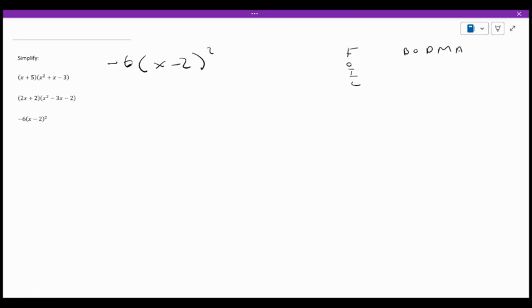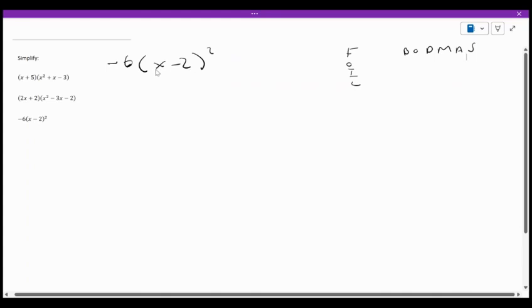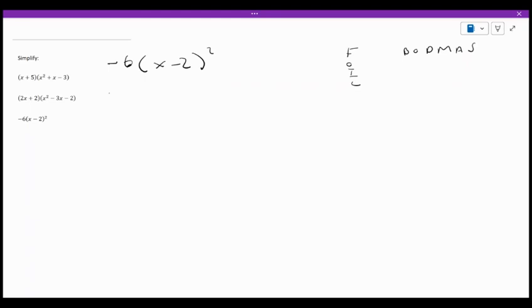BODMAS: brackets first, then division, multiplication, addition, subtraction, right? Whatever happens in the bracket takes first priority. So we have x minus 2. There's no other x here, so we can't do anything with what's inside the bracket. But what's special is we have something outside the bracket. Not what's on the left, no. What's up there. We have a 2. So what must we do with that?